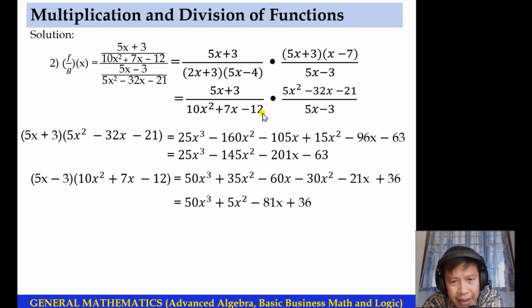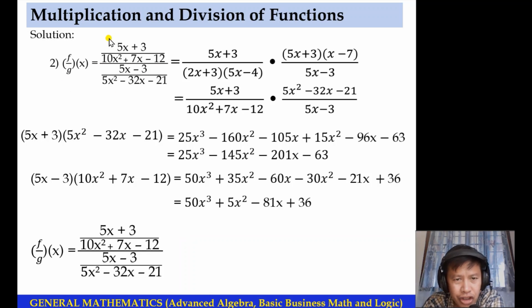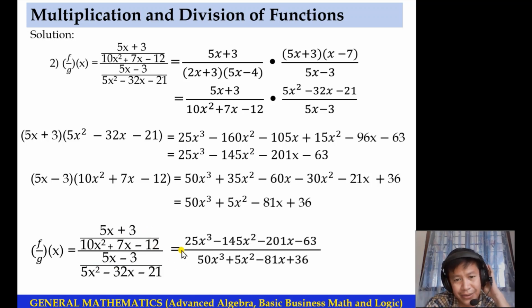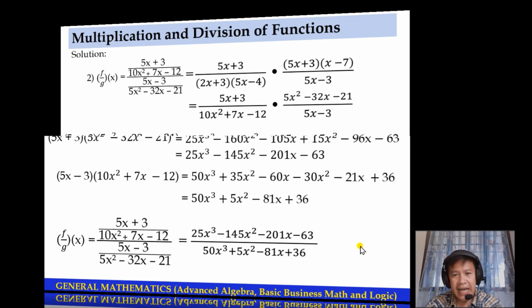So therefore, the product of the denominators is 50x cubed plus 5x squared minus 81x plus 36. Therefore, the quotient of this complex rational function is equal to, copy the product of the numerator, that is 25x cubed minus 145x squared minus 201x minus 63, all over, copy the product of the denominators, and this is 50x cubed plus 5x squared minus 81x plus 36.